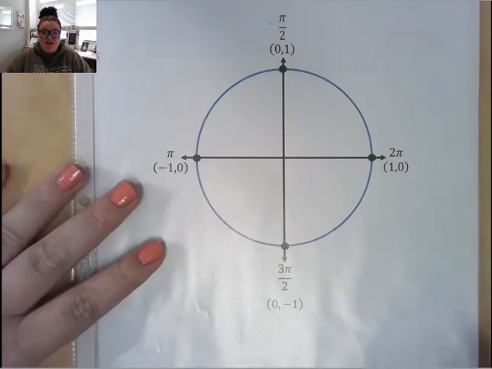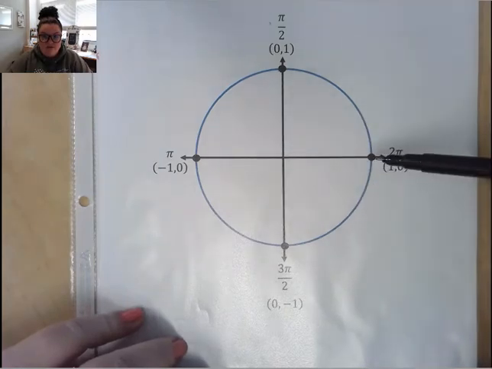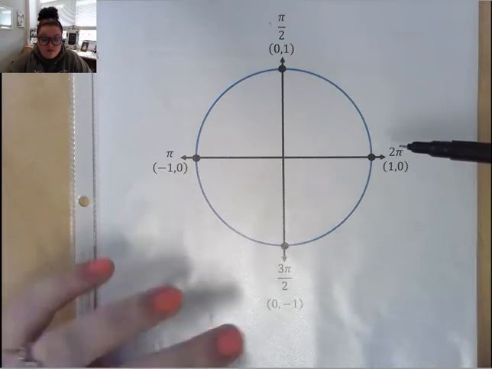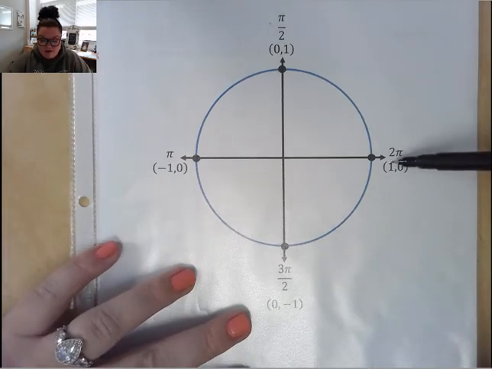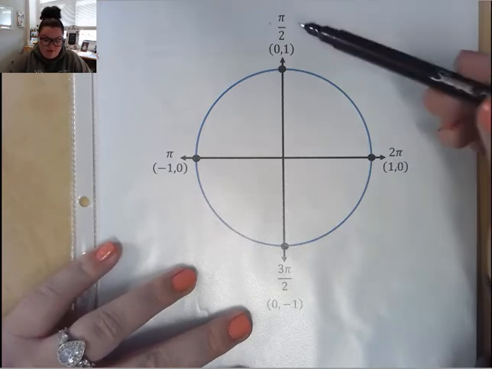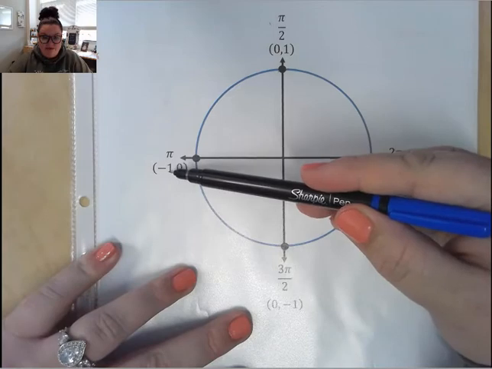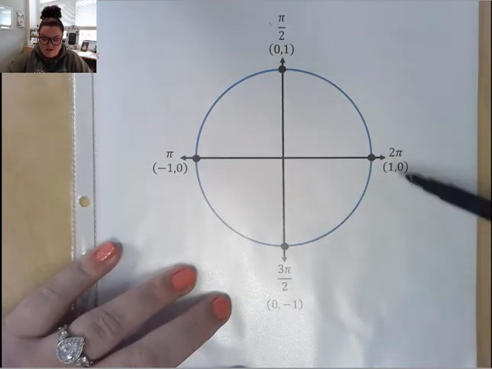So again, just like our sine curve, we're going to be using our quadrantal values, right, xy points. Since we're doing the cosine curve, this time we're going to be looking at the x values. So at 0, we should be at 1. At pi over 2, we should be at 0. At pi, we should be at -1. At 3 pi over 2, we should be at 0. And then at 2 pi, we should be back up at 1.